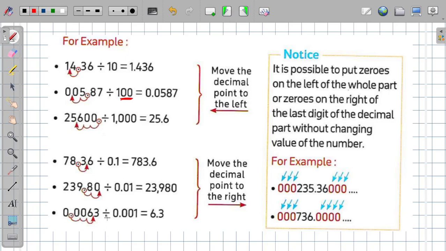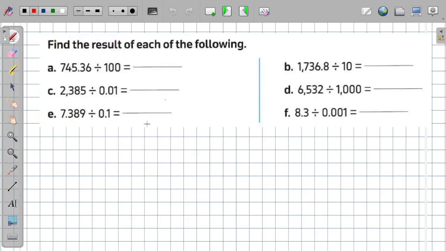So we will move the decimal point to the left or to the right. And if we wanted to add some zeros on the right of the number or the left of the number to be able to move the decimal point, we will add some zeros and the result will not be changed. Okay, so let's try on some examples like this.